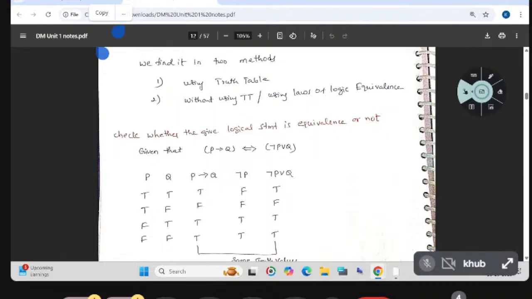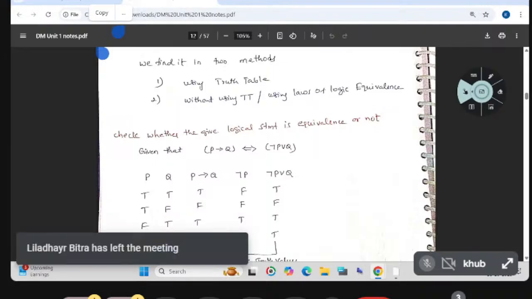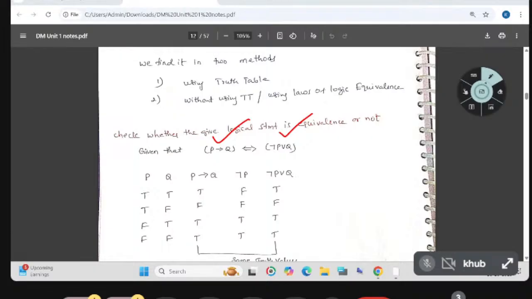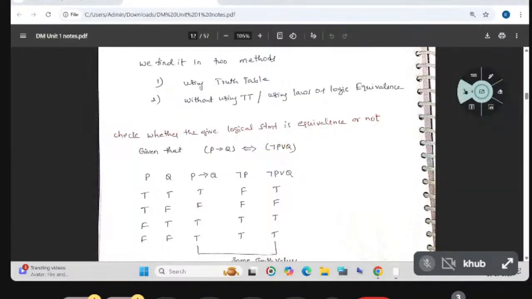So this column value and this column value have to be the same. We write the PQ values, and check P implies Q and negation P or Q, and we compare these two column values to see whether they are equal or not.